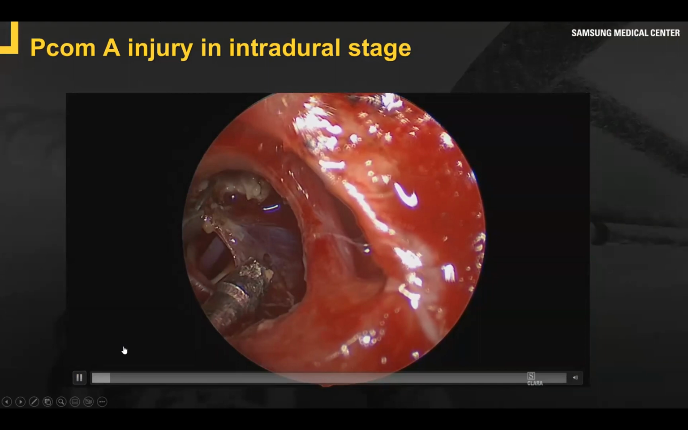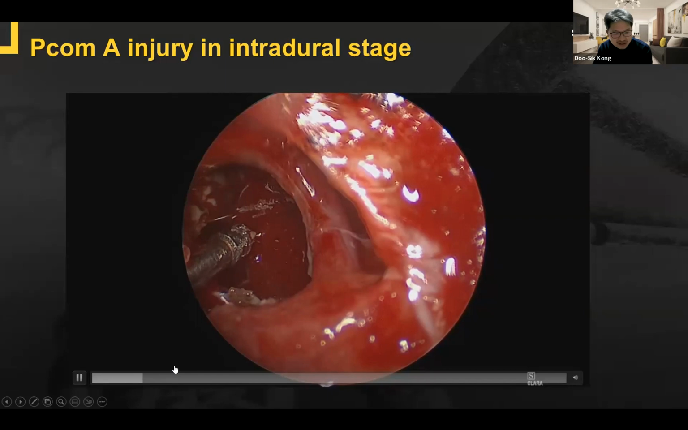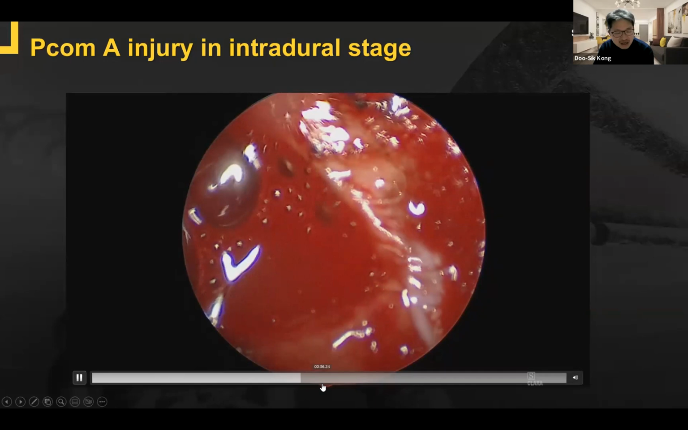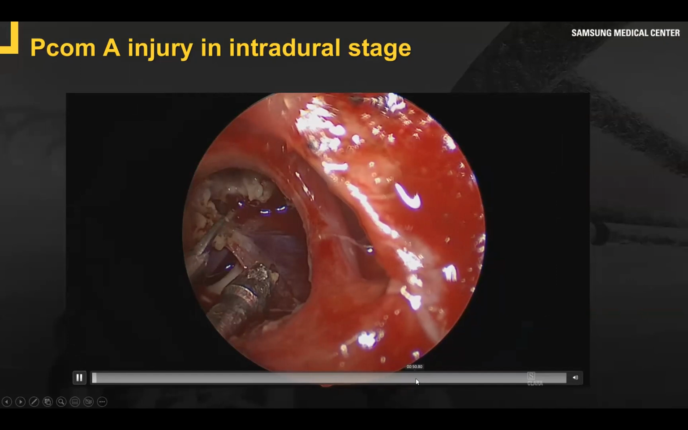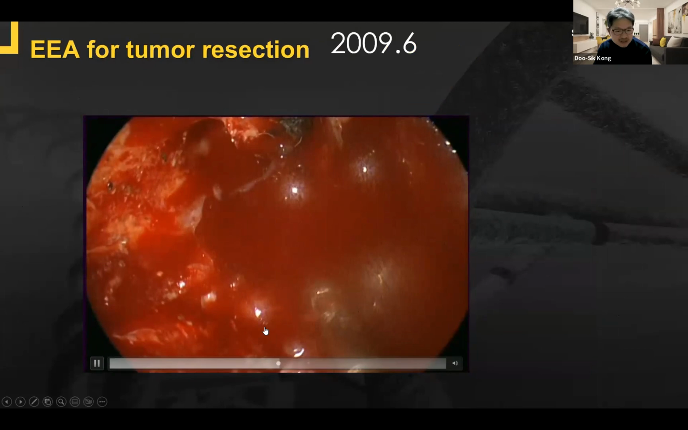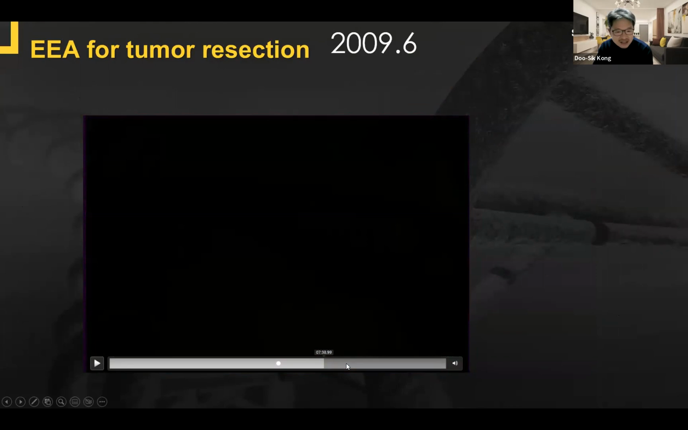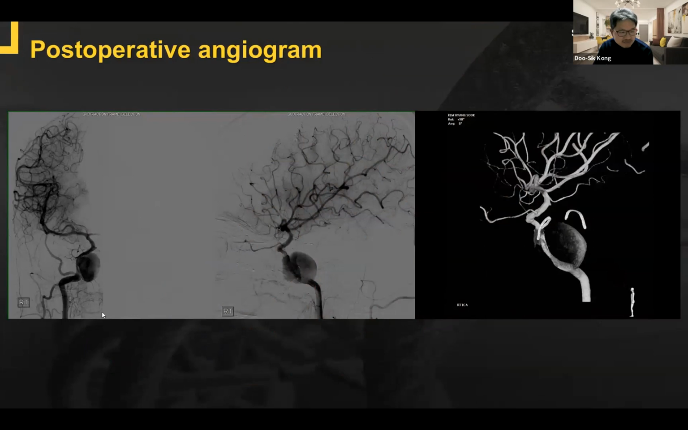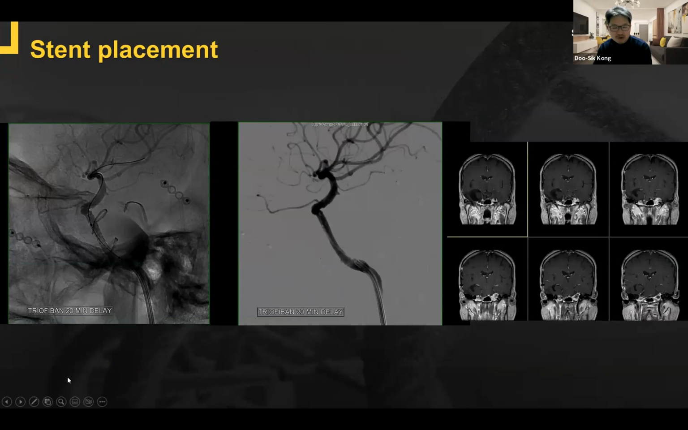It was a very similar case with a radiation history and previous surgeries. I sacrificed the pericallosal artery aneurysm. It is very common that ICA injuries happen during tumor biopsies with a previous history of radiation. After the operation we controlled the bleeding, but we experienced a pseudoaneurysm, so we placed a graft stent and successfully kept the ICA patent.